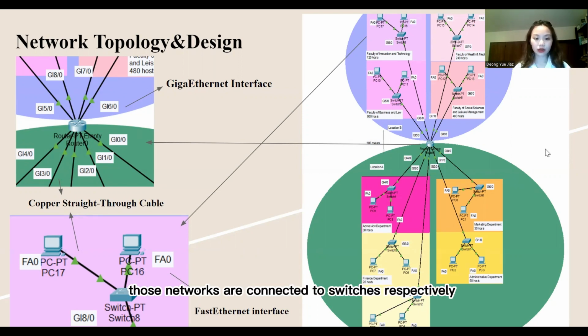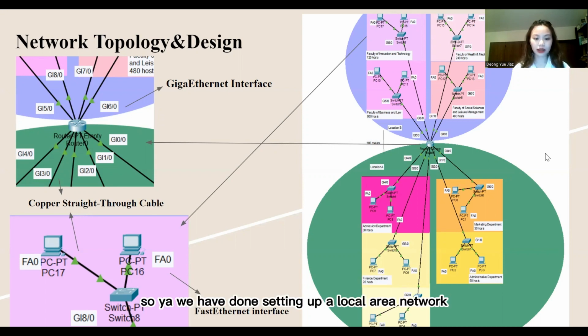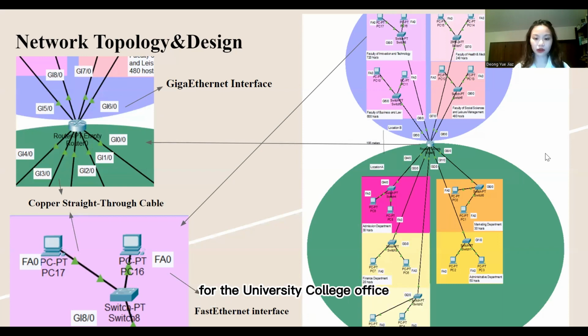Those networks are connected to switches respectively, and there's a router here. All the switches are connected to this router using Gigabit Ethernet interfaces, and the PCs are connected to the switches using Fast Ethernet interfaces. All devices connect to each other using copper cables. So, we have done setting up a local area network for the University College office.